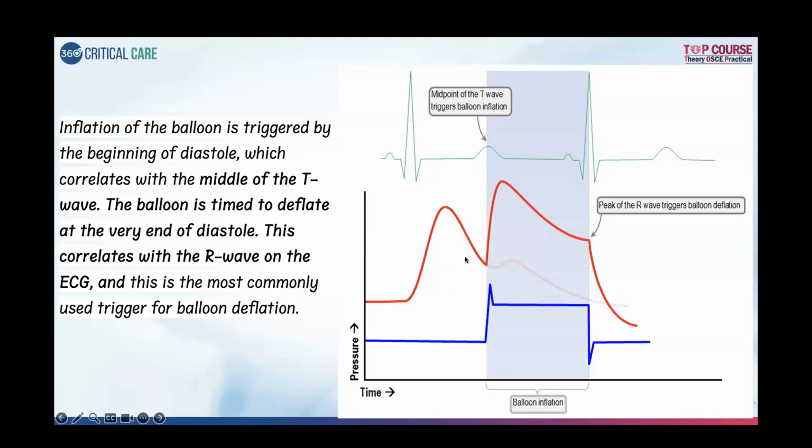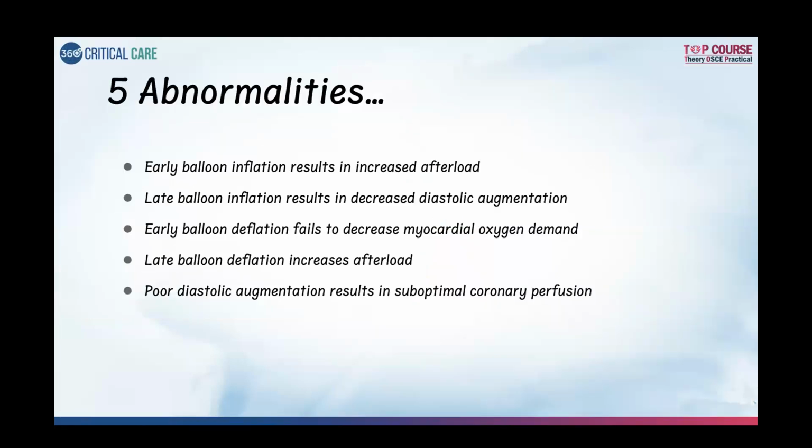So it can be early inflation or late inflation, early deflation or late deflation, based on where the deflation is happening corresponding to the ECG. Right, so there may be 5 abnormalities that can happen with the IABP. One is early balloon inflation, late balloon inflation, early balloon deflation, late balloon deflation, and the last one is poor diastolic augmentation due to suboptimal coronary perfusion or not adequate inflation of the balloon. The balloon is not inflating fully, maybe 20, 30 or 40%, right? So these are the 5 abnormalities that are seen with the balloon.